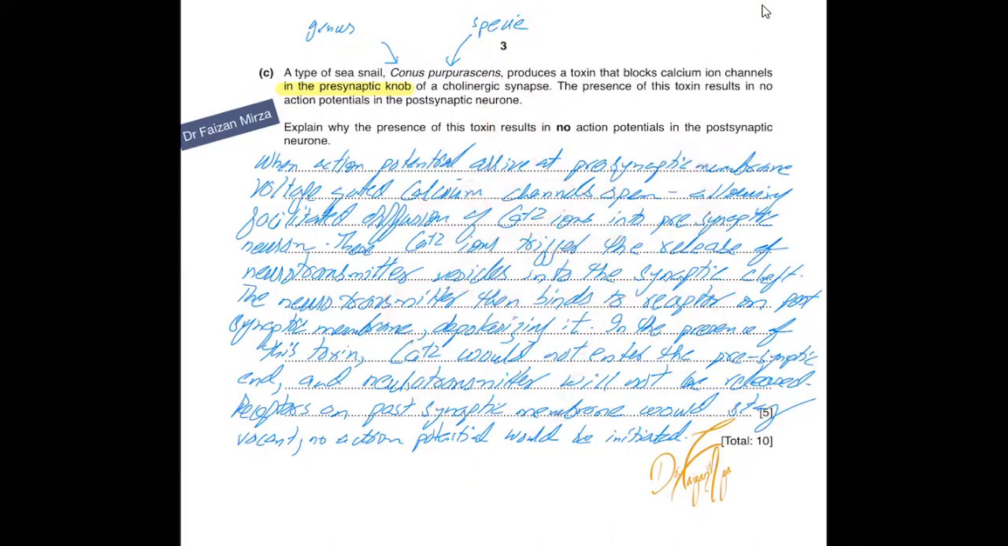So they are saying that ion channels are blocked in the presynaptic knob of the cholinergic synapse. Cholinergic synapse means this synapse is releasing the acetylcholine neurotransmitter. The presence of this toxin results in no action potentials in the postsynaptic neuron, which means that the neuron is not getting depolarized. The postsynaptic neuron stays at resting membrane potential. It doesn't get depolarized. Explain why the presence of this toxin results in no action potentials in the postsynaptic neuron.